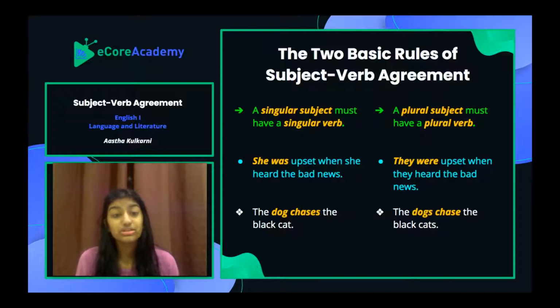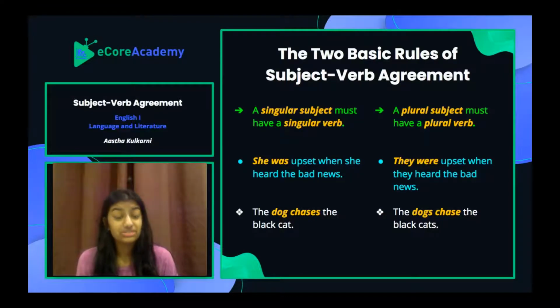The one on the left says, the dog chases the black cat. As we can tell, the dog is a singular subject because there's no S at the end of it. It's just one dog. But in the verb, there's an S at the end of it. Now, many people would see that and think, oh, the verb has an S at the end of it. Shouldn't that be a plural verb?